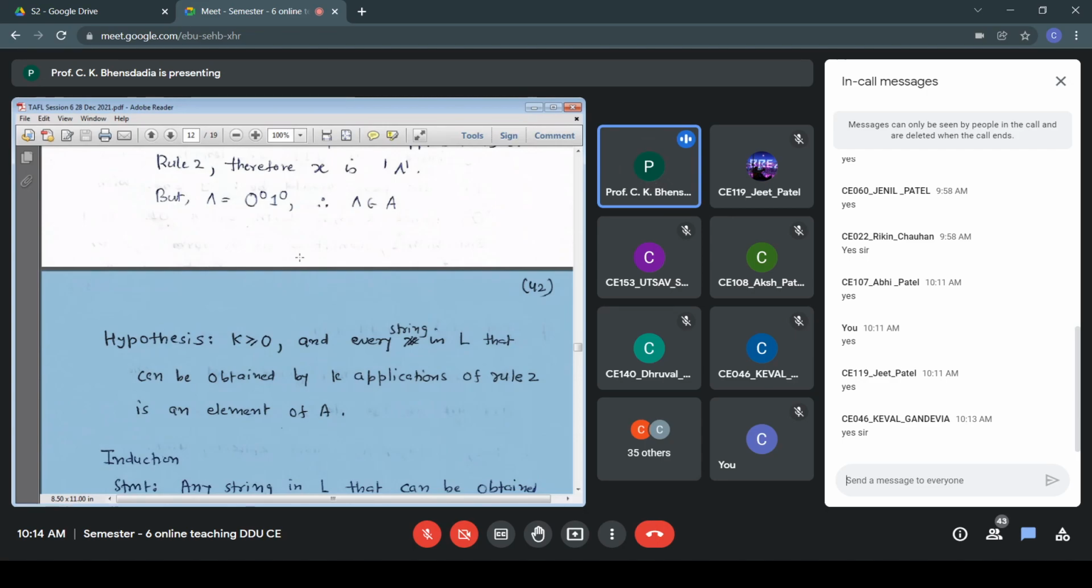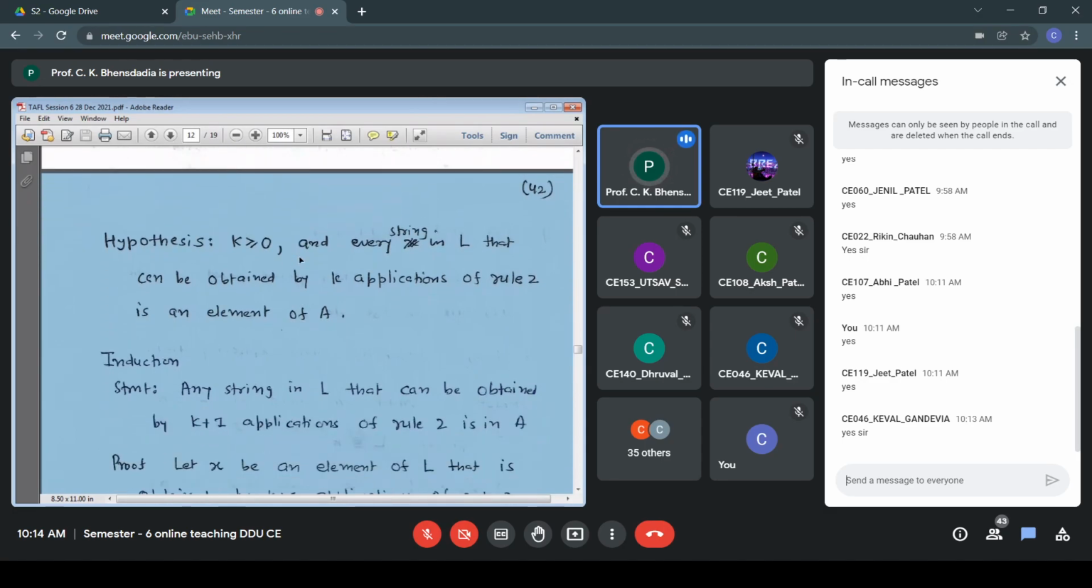So we state that again. In both cases we have to specify the range of k. The range of k is the same as the range of n, so k is greater than or equal to 0. And every string x in L that can be obtained by k applications of rule 2. We are not talking about n applications, we are talking about k applications. It means it is a weaker form of PMI. Every string in L obtained by k applications of rule 2 is an element of A. And in the induction statement, any string in L that can be obtained by k plus 1 applications of rule 2 is in A. That is my induction.